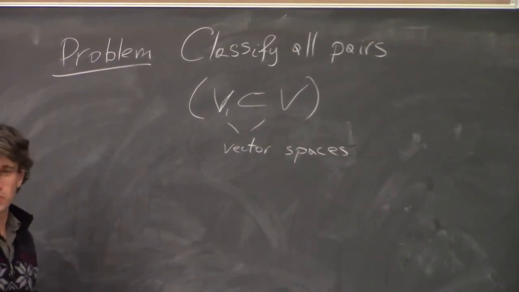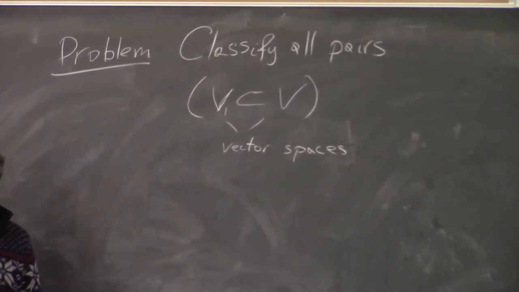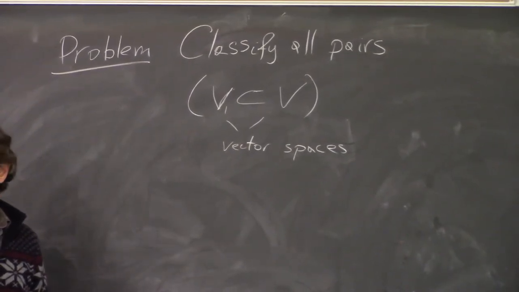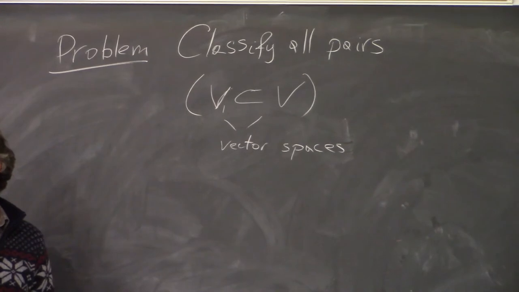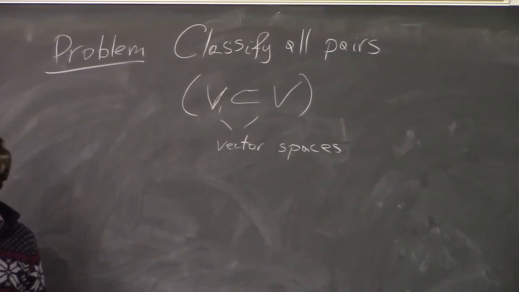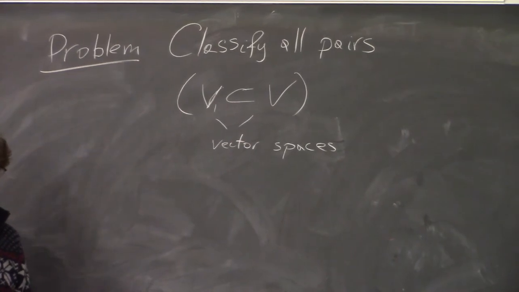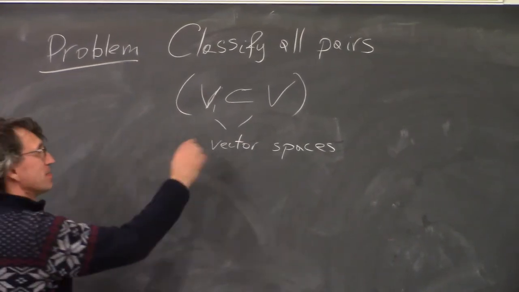I think all of you can tell me the answer. So how do you describe all such pairs consisting of a vector space and a subspace? Anyone willing to say it aloud? By dimension? Yeah.